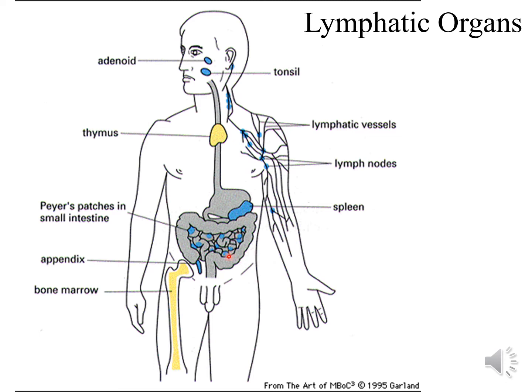And then you can see this blue coloration. These are known as Peyer's patches, which are again the aggregation of lymphatic tissue in the intestine. And we have another very important lymphatic organ known as appendix, which is again part of the intestine.